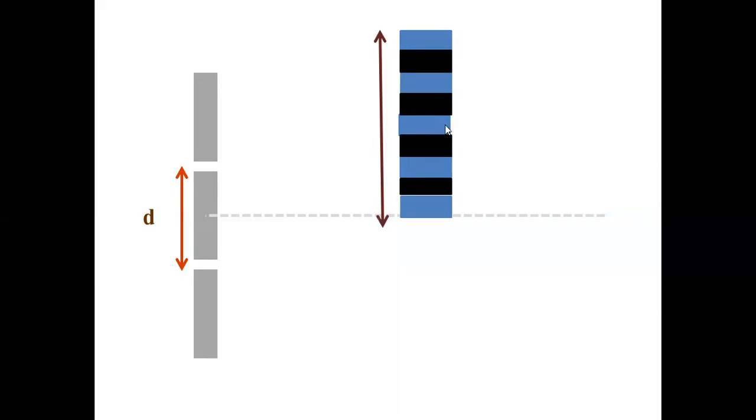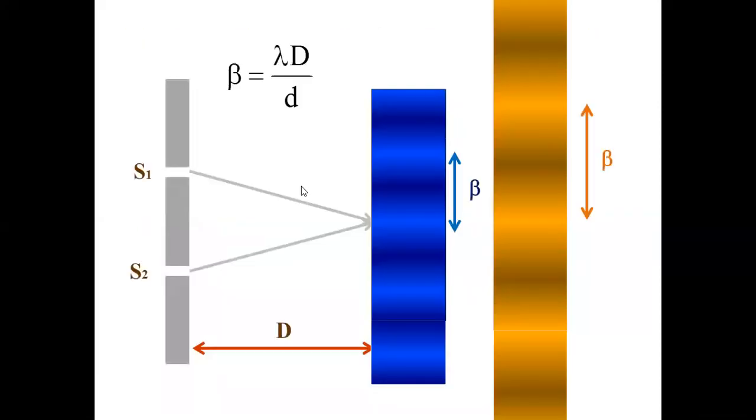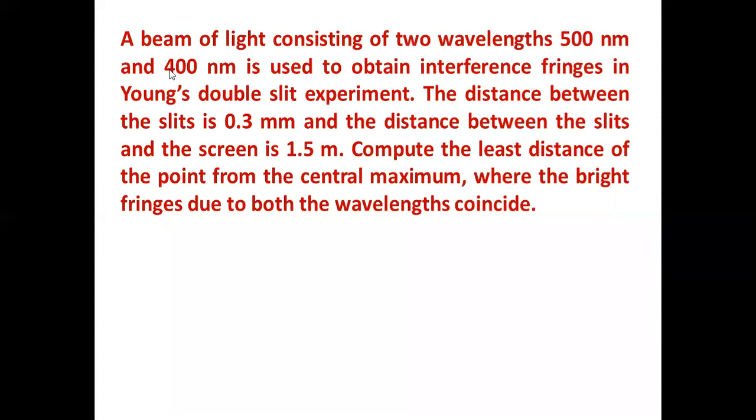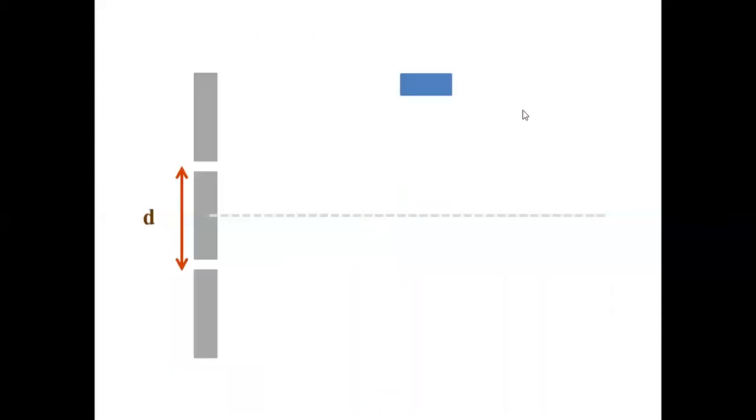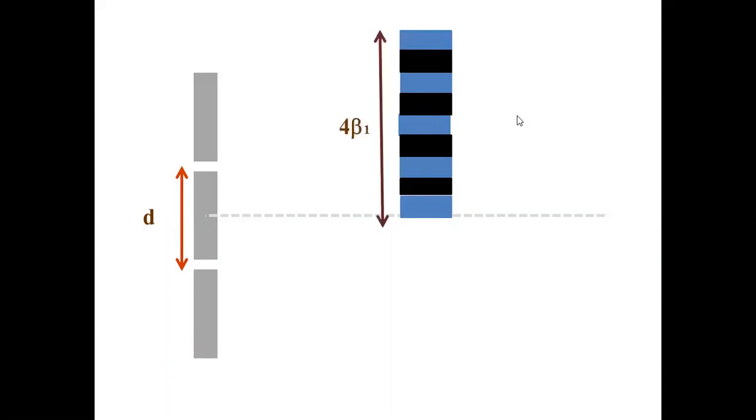This is first bright, second bright, third bright, fourth bright. Fourth bright of blue is formed here, right? 4 beta 1, I'll write. Which is beta 1 for us? Beta 1 is the smaller one among them. That is 400 nanometer. 500 is not yet switched on. So this is 4 beta 1. 1, 2, 3, 4. The central bright fringe should not be given a number. It should be 0. 1, 2, 3, 4 beta 1.